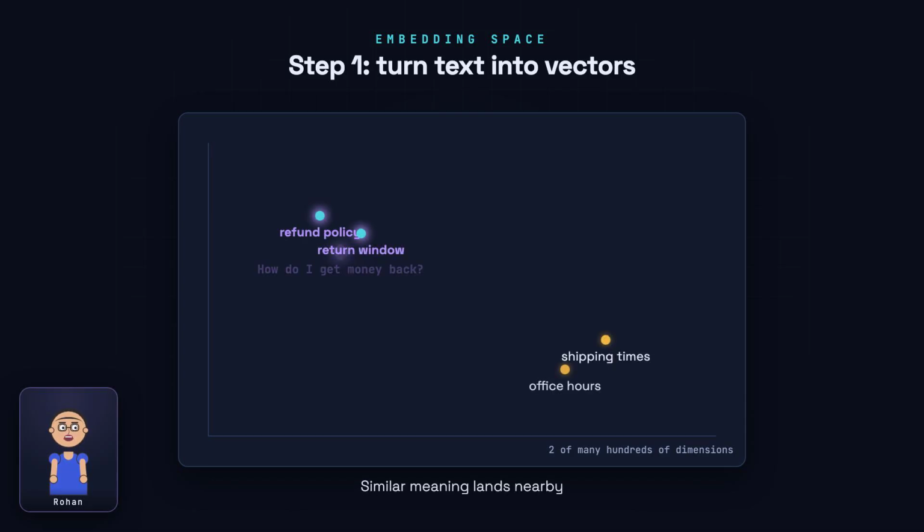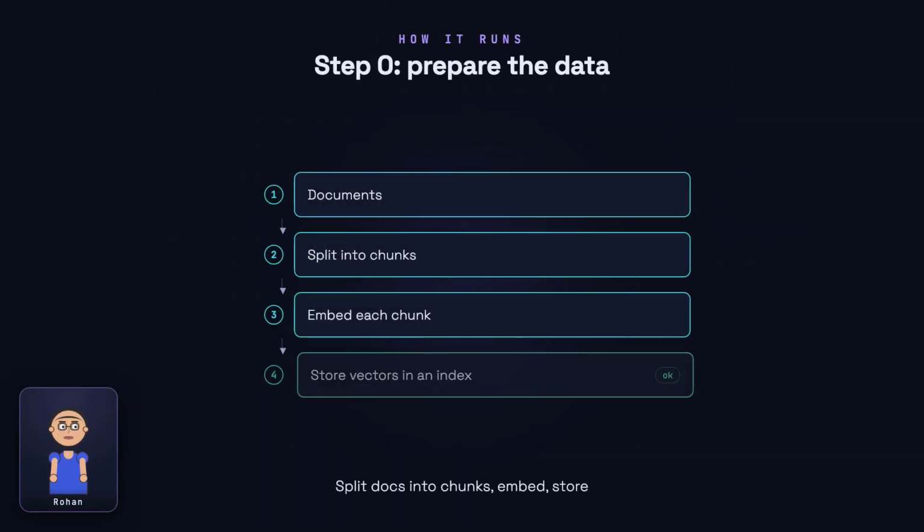How do we find relevant text? We convert each passage into a vector, a list of numbers called an embedding, where similar meanings sit close together. We embed the question too. Notice the money back question lands right beside the refund and returns passages, far from shipping. Closeness means relevance. This happens ahead of time, offline.